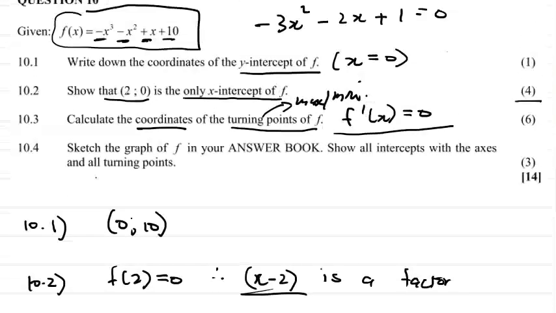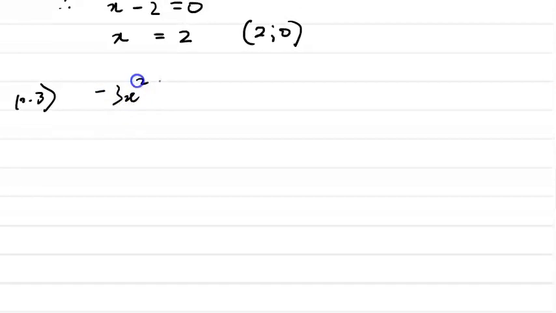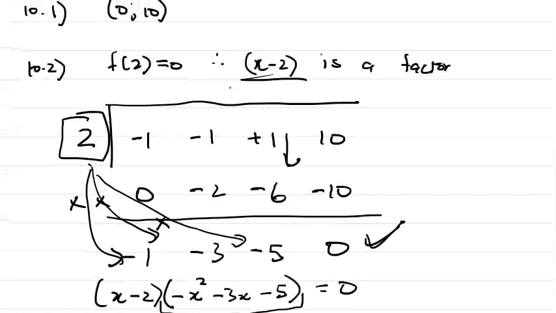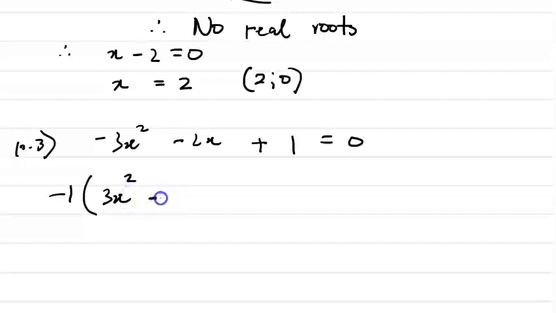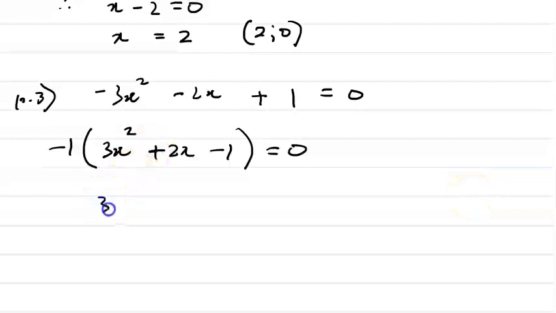Let's write that down: minus 3x squared minus 2x plus 1 equals 0. Now let us factorize this. If I take out minus 1 as a common factor, I'll be left with 3x squared plus 2x minus 1 equals 0. Well, I could have just divided or multiplied by negative 1. So I'm going to get 3x squared. Remember, if I divide by minus 1, this minus 1 here would now disappear. So 3x squared plus 2x minus 1 equals 0.